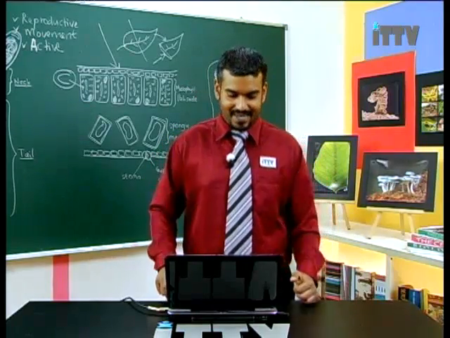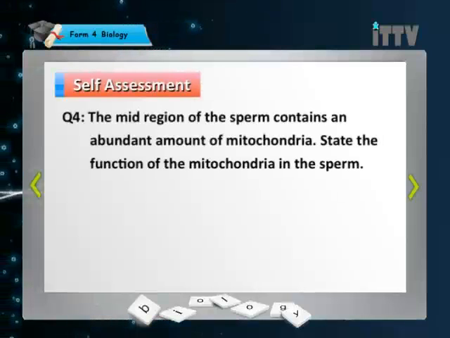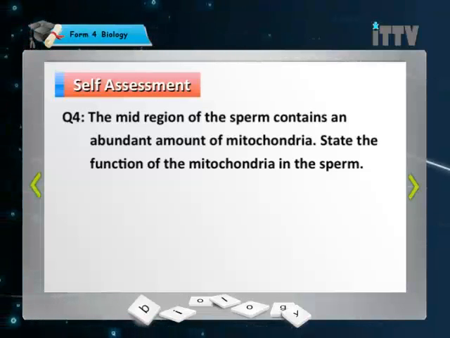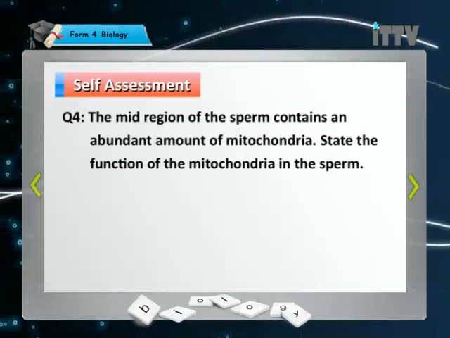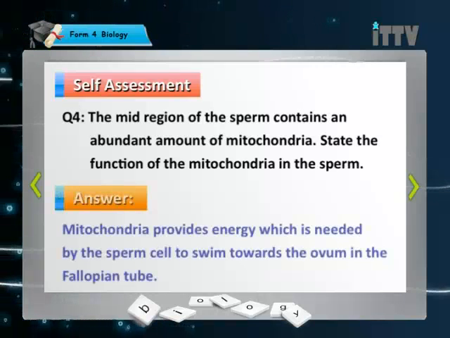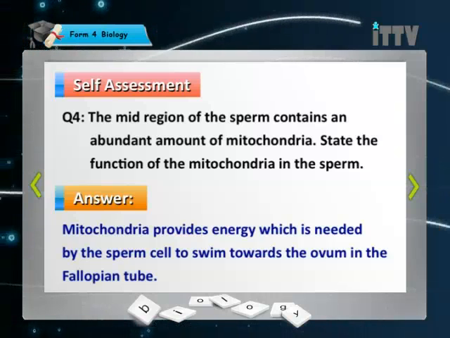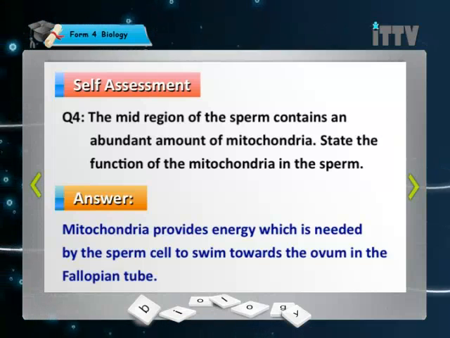Awesome, isn't it? Next. The mid-region of the sperm cell contains an abundant amount of mitochondria. State the function of the mitochondria in the sperm. The mitochondria provides energy which is needed by the sperm cell to swim towards the ovum in the fallopian tube.